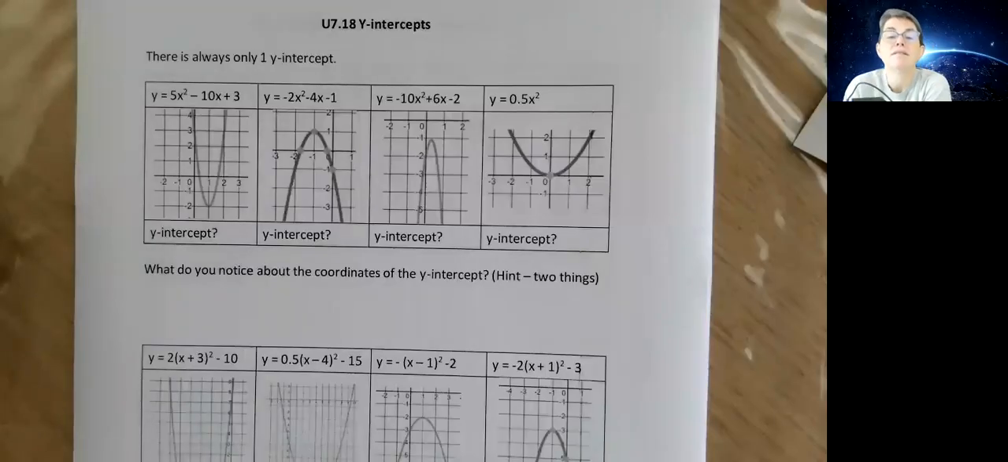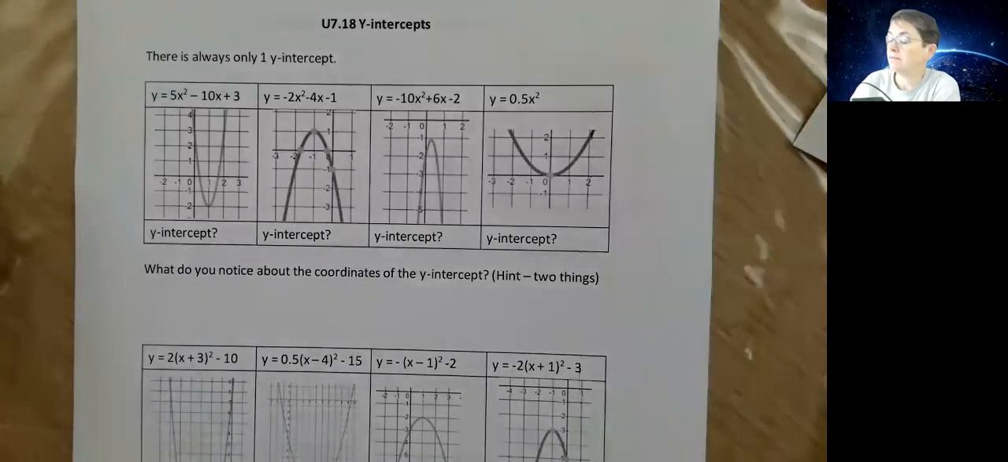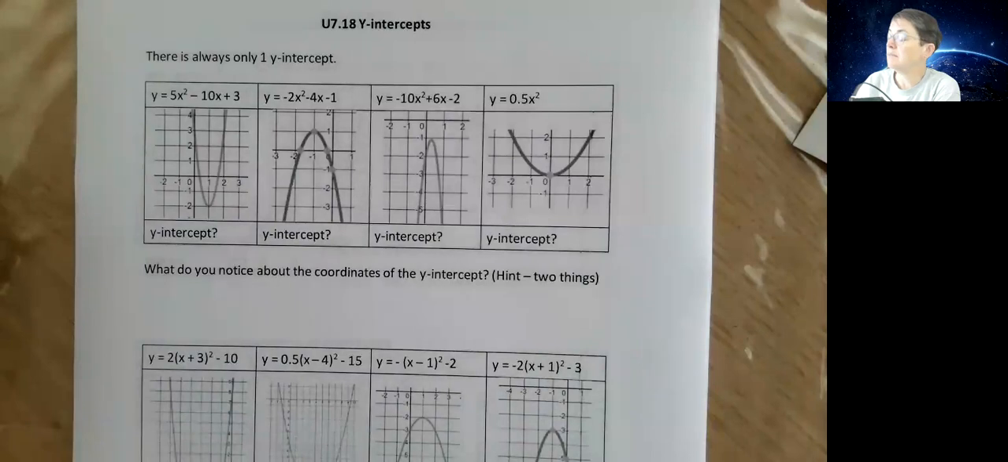Hi there, this is video 718. We're going to do y-intercepts. With the previous video, we looked at concavity, maximums and minimums, equations, and domain and range. We didn't talk about the x and y-intercepts from doing that from analysis. So let's take a look.